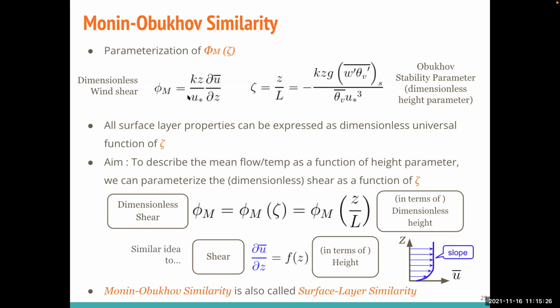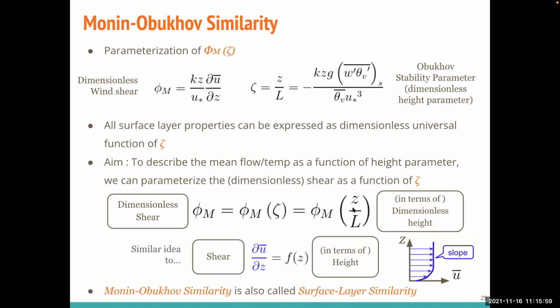Okay, so what we want to do, the aim here, is that because this is the normalized height, the Obukhov length is the normalized height. This is the normalized shear. Both of them are normalized, both of them are dimensionless. So what we want to do is express this dimensionless shear in terms of this Obukhov stability parameter over this dimensionless height.